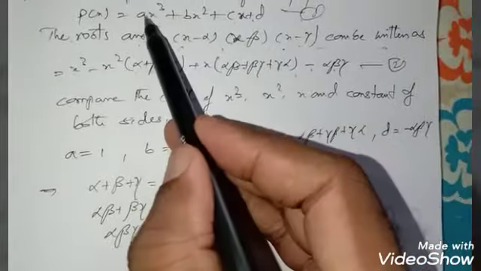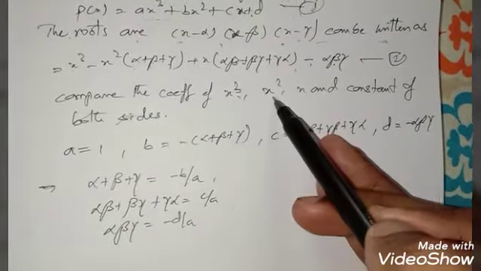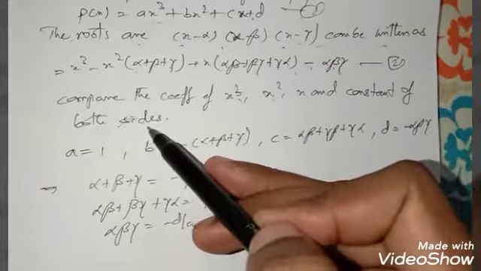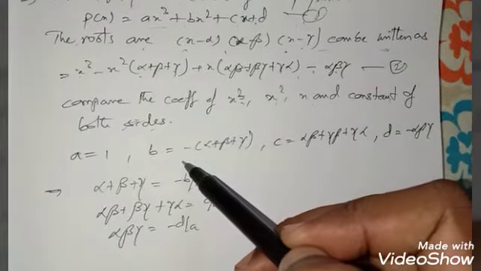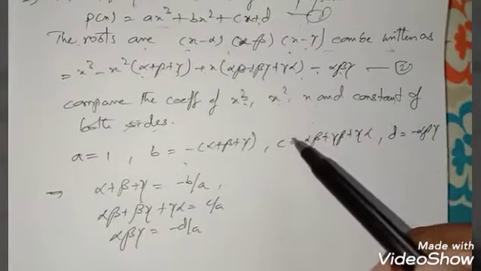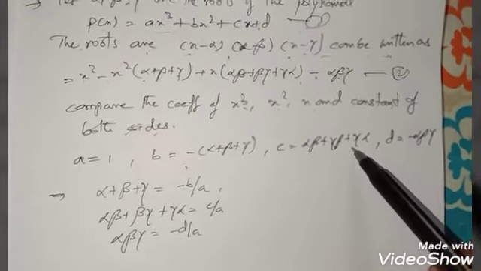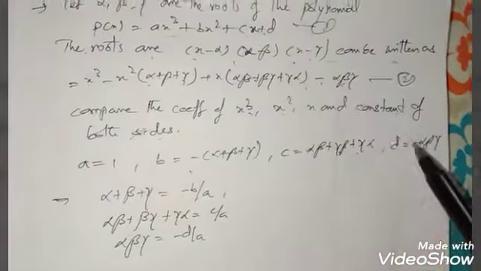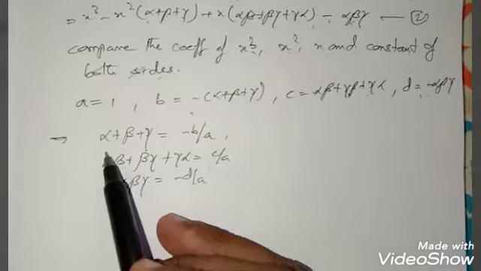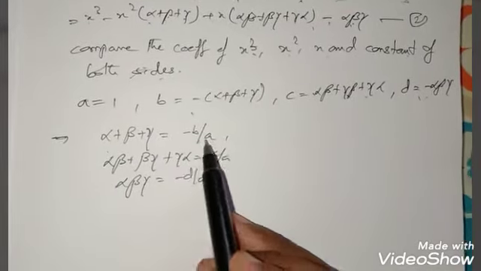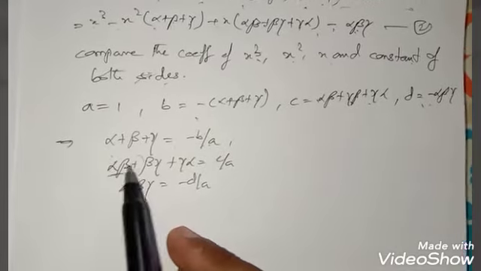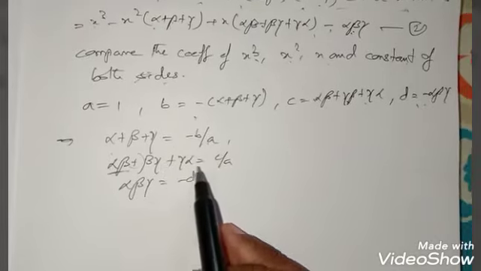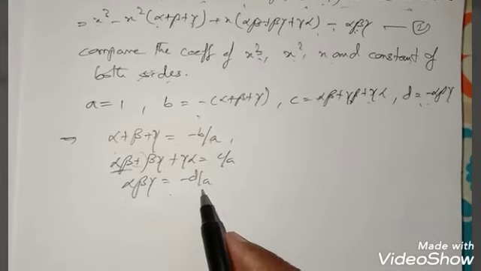Now if I compare the coefficients of x cube, x square, x and the constant on both sides, I will get a is equal to 1, b is equal to minus (alpha plus beta plus gamma), c is equal to alpha beta plus beta gamma plus gamma alpha, and d is equal to minus alpha beta gamma. So after that I can write the sum of zeros, that is alpha plus beta plus gamma, is equal to minus b by a. Then the sum and product: here you have a sum and this is a product, that's why we call them the sum and product of the zeros. The product of the zeros is c by a. This is the product of the zeros, that is minus d by a.